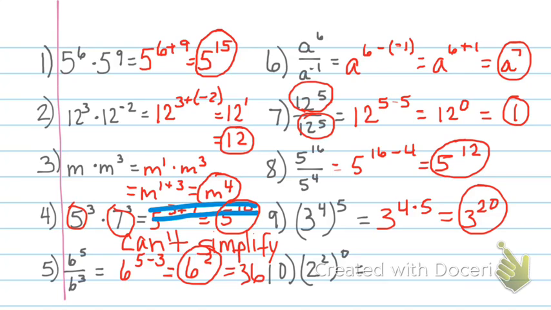Now remember, when we have the quantity of a number to a power, all to a power, you have to multiply the exponents. So 3 to the 4th, all to the 5th power, you're going to multiply the 4 and the 5. So you have 3 to the 20th. And again, we're going to multiply the exponents, and you end up with 2 to the 0 power, and anything to the 0 power is 1.